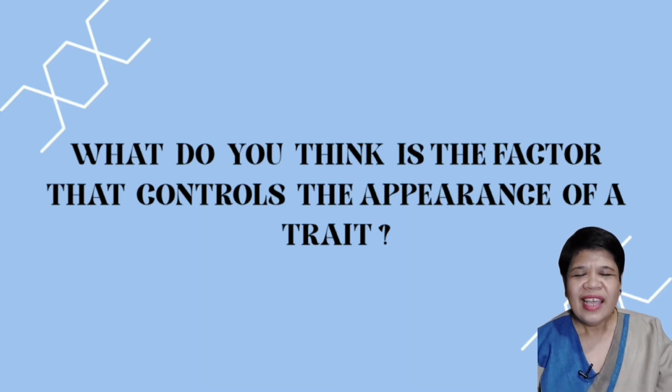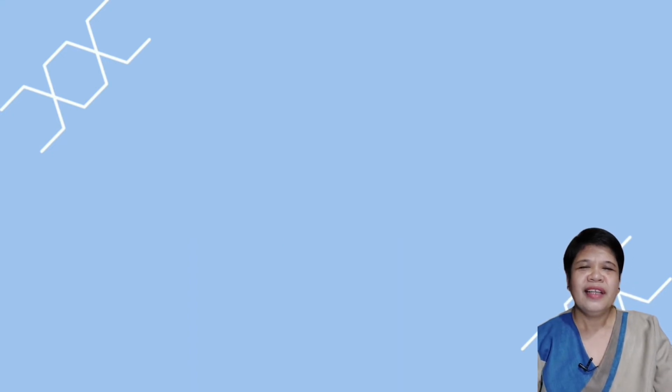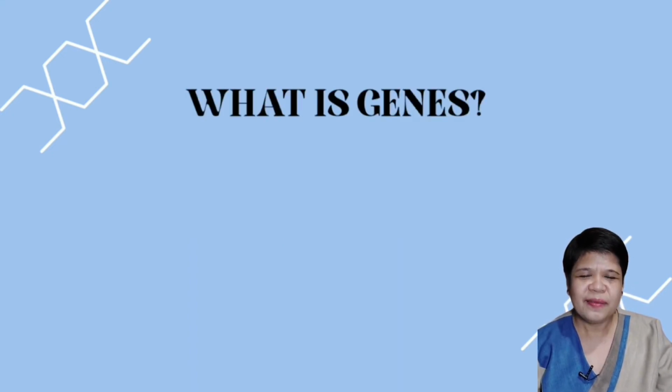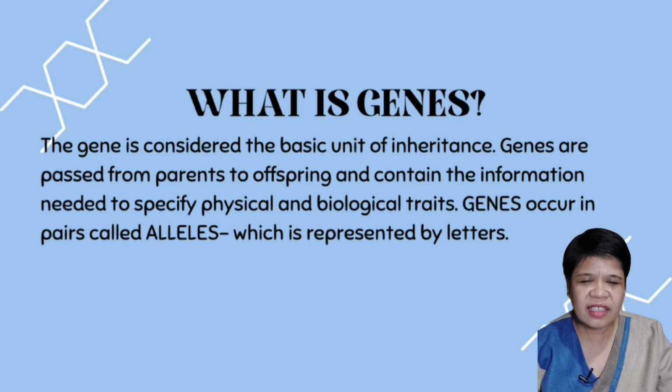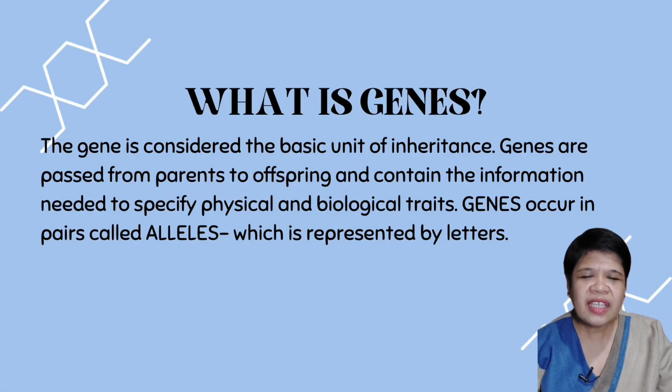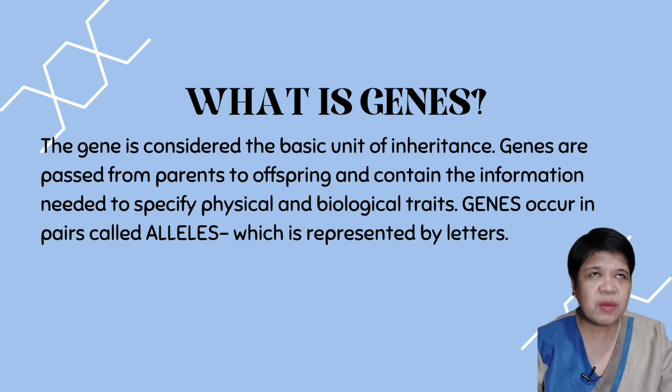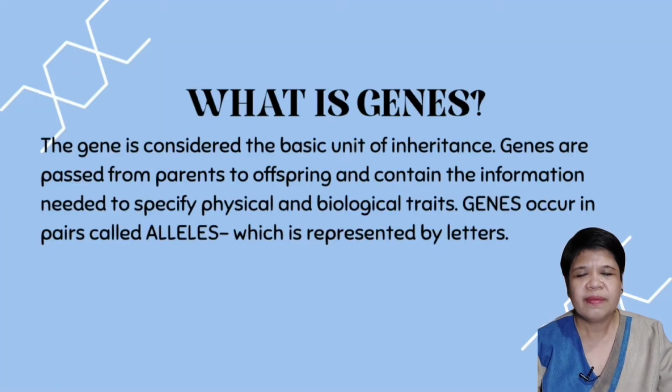Very good. It's genes. Now, what is a gene? Correct. The gene is considered the basic unit of inheritance. Genes are passed from parents to offspring and contain the information needed to specify physical and biological traits. Genes occur in pairs called alleles, which are represented by letters. So it can be a small letter or a big letter.